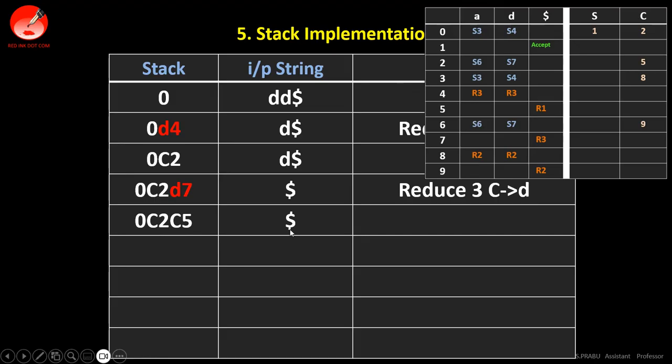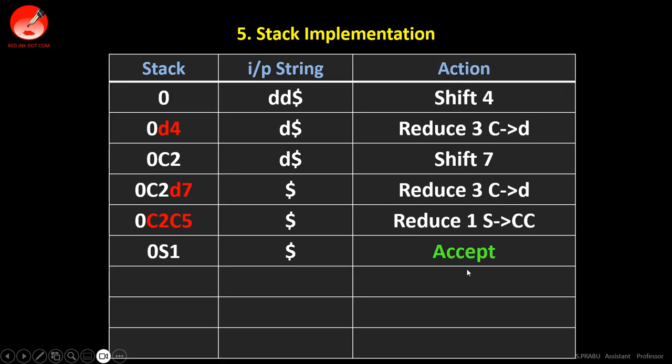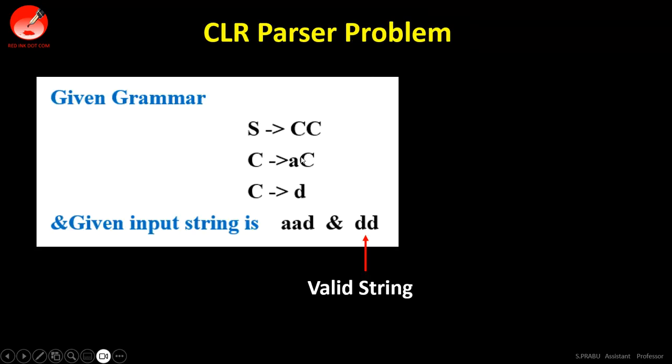Then compare 5 and dollar. 5 and dollar is reduce 1. Reduce 1 means write the first rule. Here two elements are there. So we should eliminate 4 elements here. So instead of these 4, write capital S. Then compare 0 and S. 0 and S is 1. So compare 1 and dollar. 1 and dollar is accept. That means the given input string is valid for this grammar.